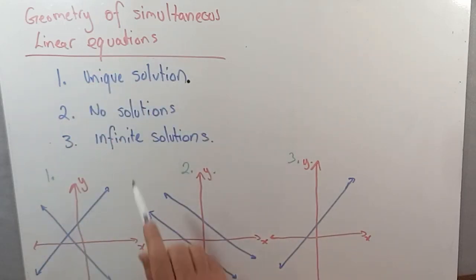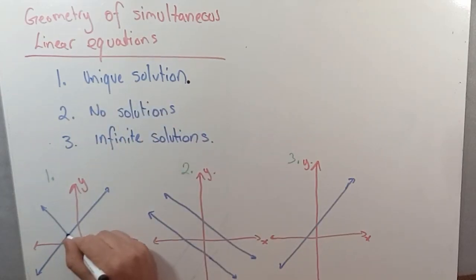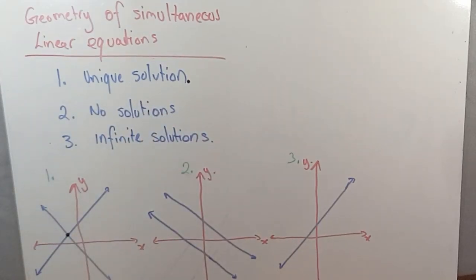If you graphed both of your equations, the solution is where they cross. If they only cross at one point, then that's where our solution would be. That particular x, y would be our unique solution here.